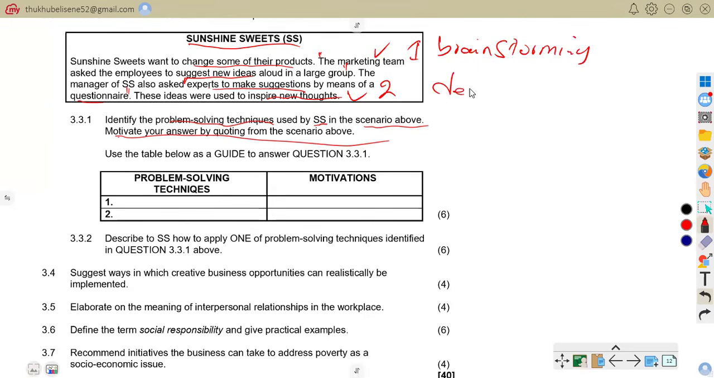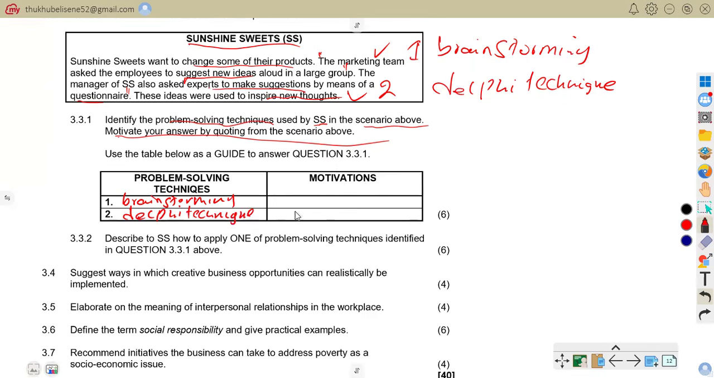And this one is what? Delphi technique, where we are making use of experts. So we have said this one is brainstorming. This one is the Delphi technique.